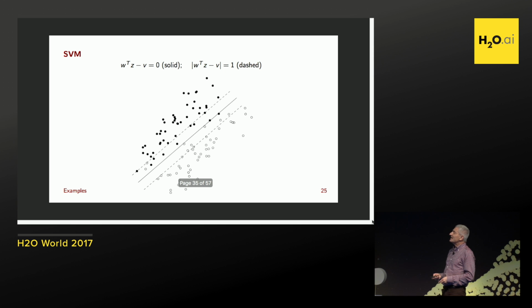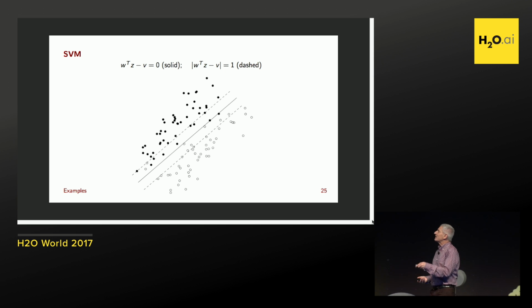Okay, so this looks something like this. This is a case where you have two features, and here are some positives and some negatives, and then this would be the SVM classifier. Now this is silly, right?